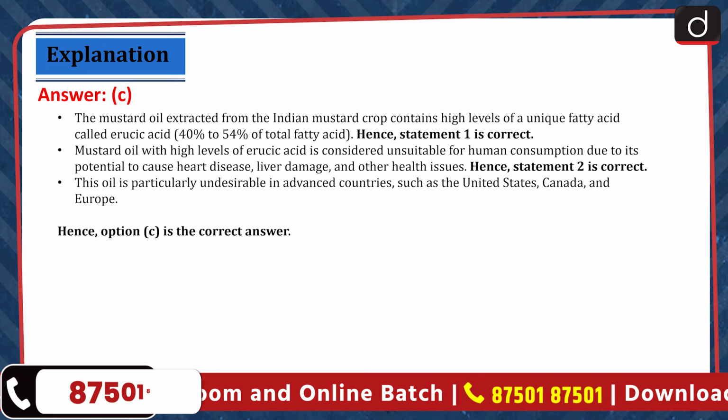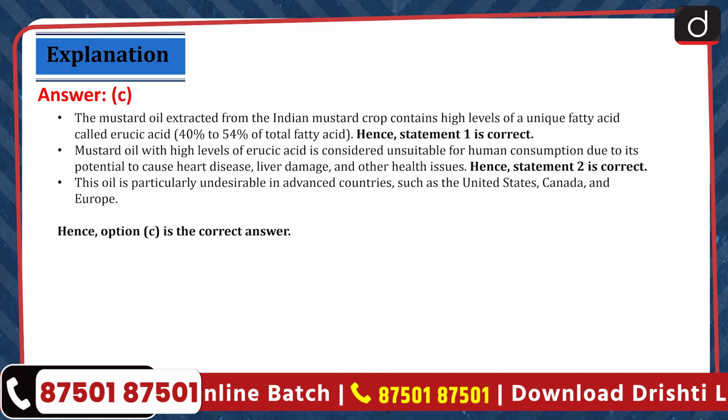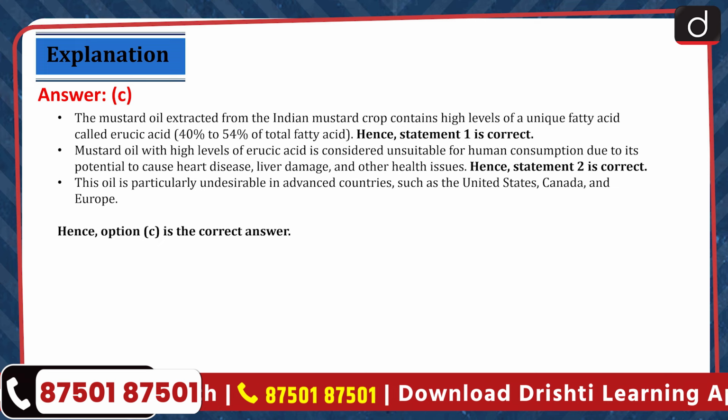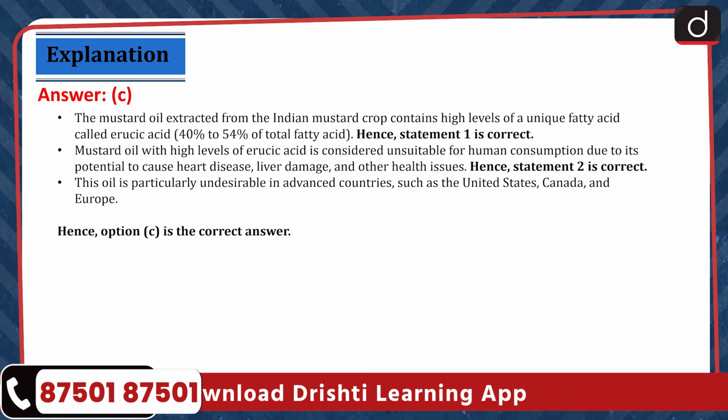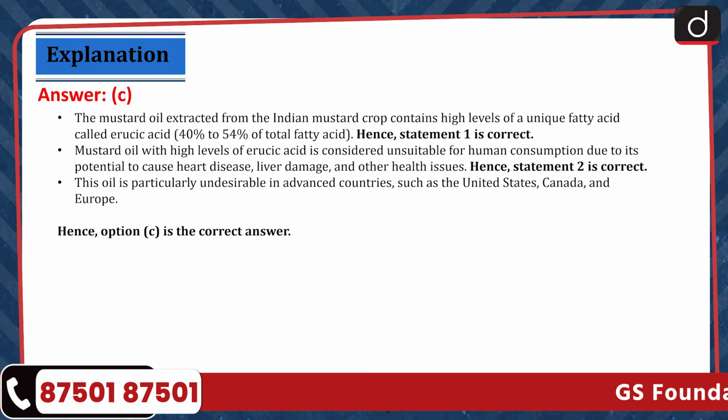Mustard oil with high levels of erucic acid is considered unsuitable for human consumption due to its potential to cause heart disease, liver damage, and other health issues. Hence, statement 2 is correct. This oil is particularly undesirable in advanced countries such as the United States, Canada, and Europe. Hence, option C is the correct answer.